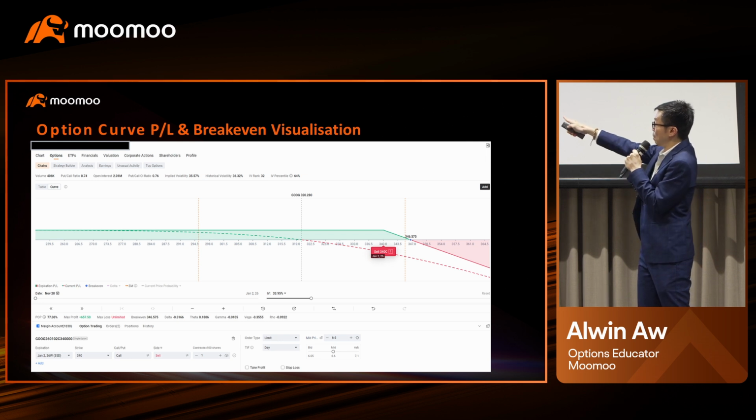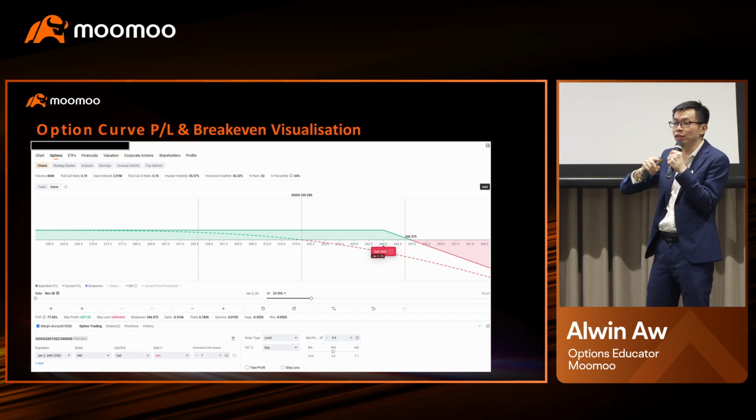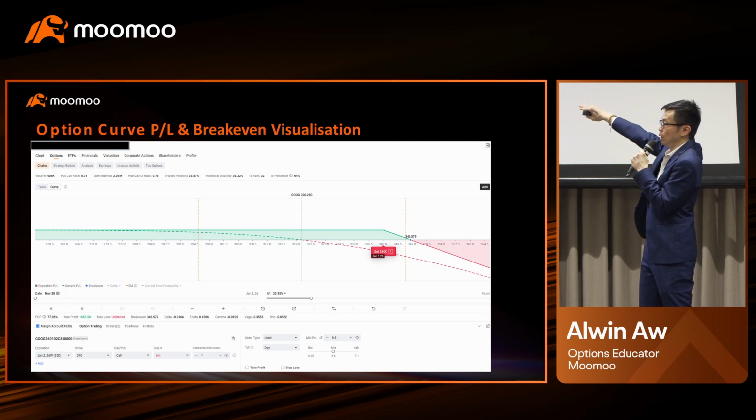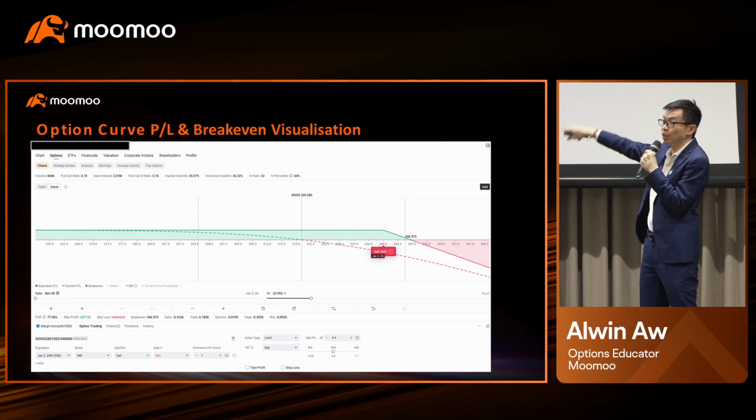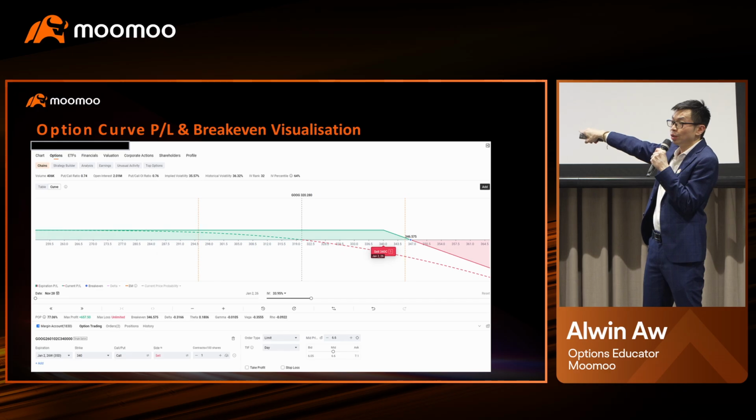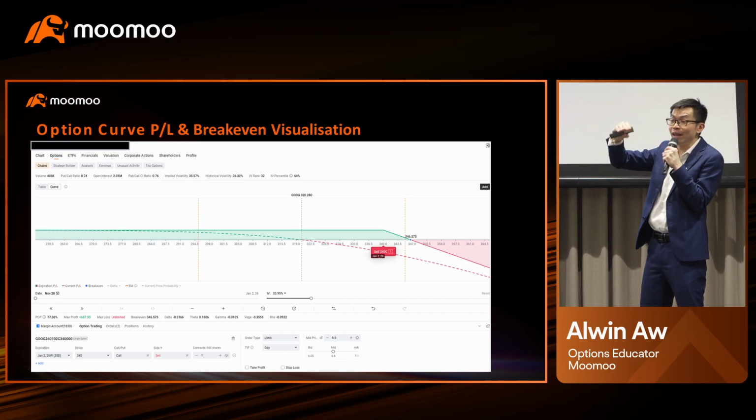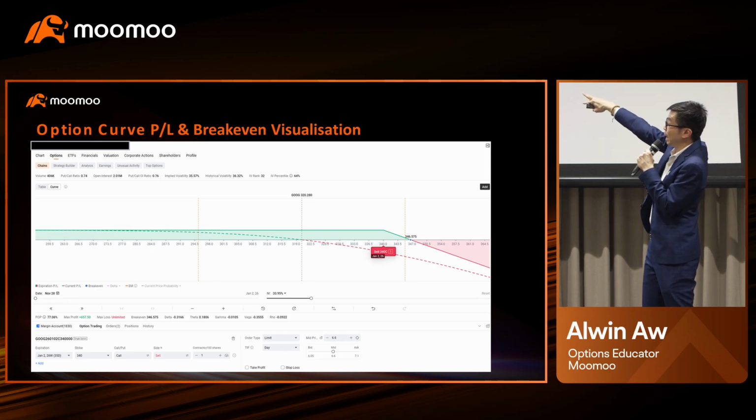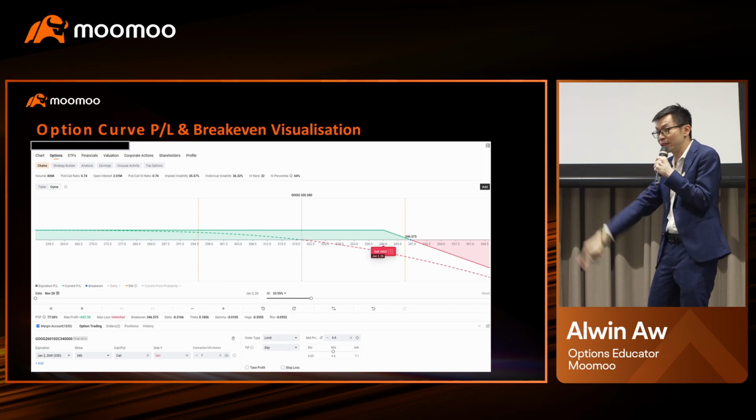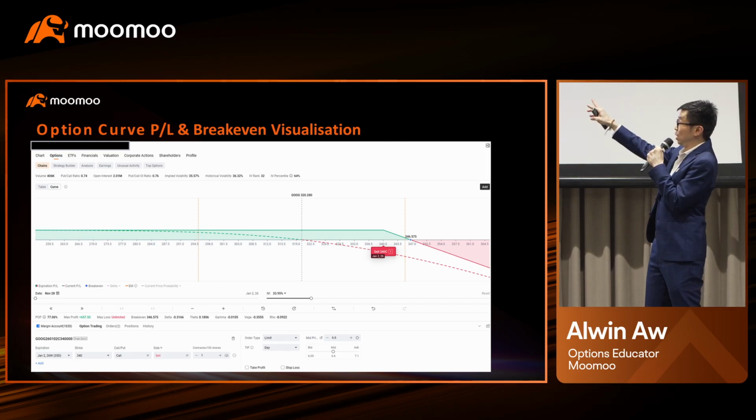Then you can also put up the expiration date to actually fast forward and also play with the IV. The IV is also the scale on the right-hand side, 33.95%. So if let's say IV goes up, you can also see the P&L curve change. If IV goes down, you can also see the changes.